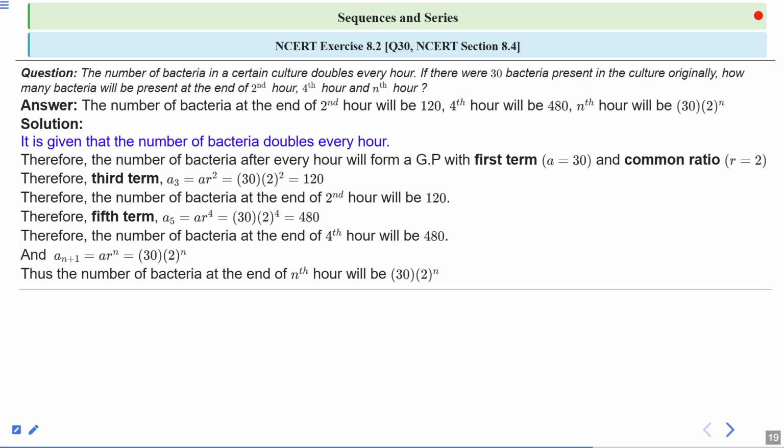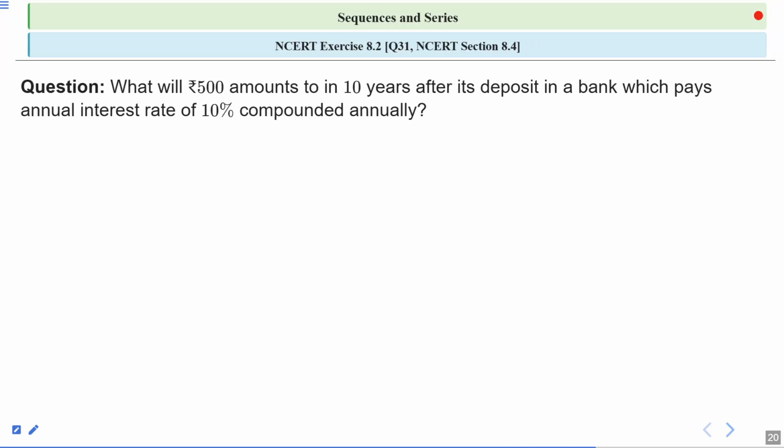So now we will move to the next problem. In the next problem, we are asked: what will rupees 500 amount to in 10 years after its deposit in a bank which pays an annual interest rate of 10%, compounded annually? We have been given this in this question.